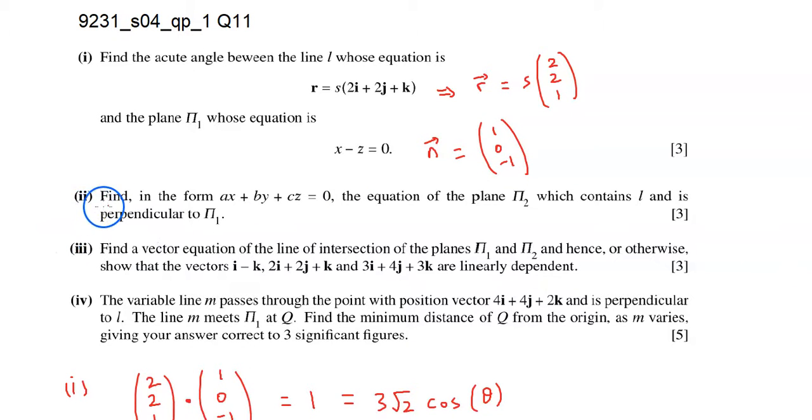Okay, part 2 says find in the form ax plus by plus cz equals 0 the equation of the plane pi 2, which contains L and is perpendicular to pi 1. So if it contains L, then that means it's parallel to the vector (2, 2, 1). And if it is perpendicular to pi 1, that means it must be parallel to the vector (1, 0, -1), because by definition this vector n was perpendicular to pi 1.